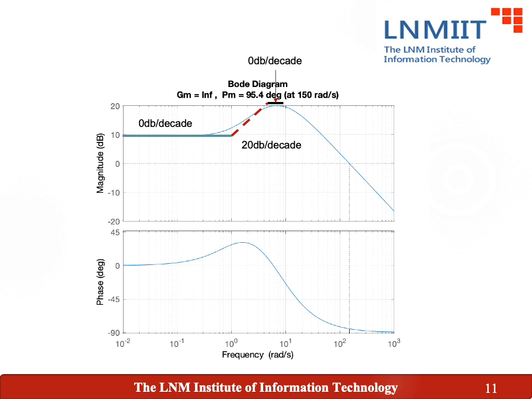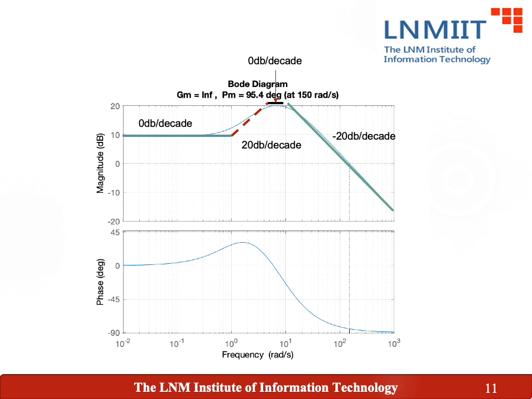Similarly, the next corner frequency is 10 radian per second, and since the initial slope was 0 dB per decade, now this pole will also reduce the slope of your magnitude by an additional minus 20 dB per decade. So now the next magnitude slope will be minus 20 dB per decade.